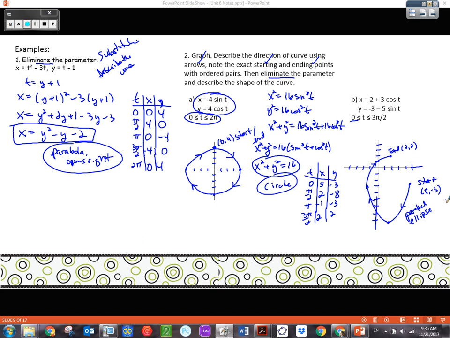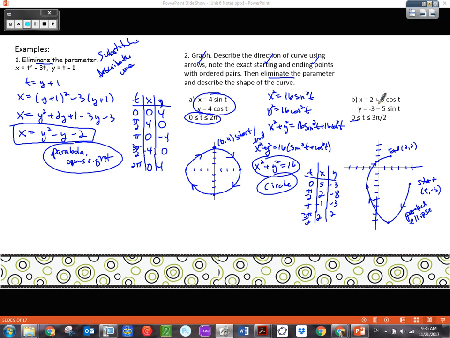Now let's eliminate the parameter. Let's see what kind of equation we get. All right, yay! So now here we're going to do something similar to what we did with the circle. It's similar, but it's not quite the same. What I want to do is solve for sine and cosine first before I square both sides. I'm still going to square both sides, but I want to solve for sine and cosine first.